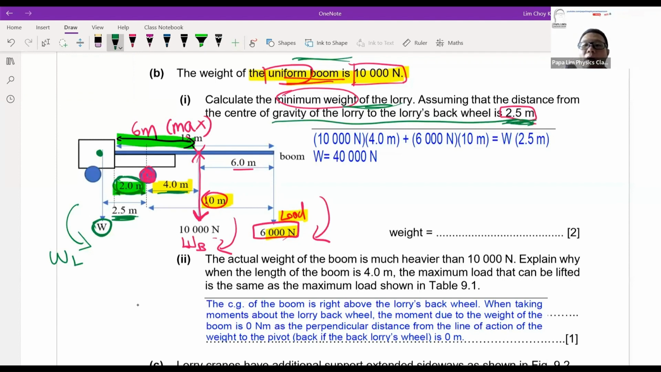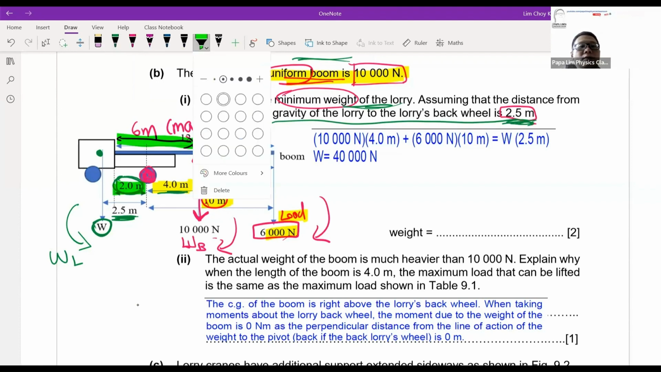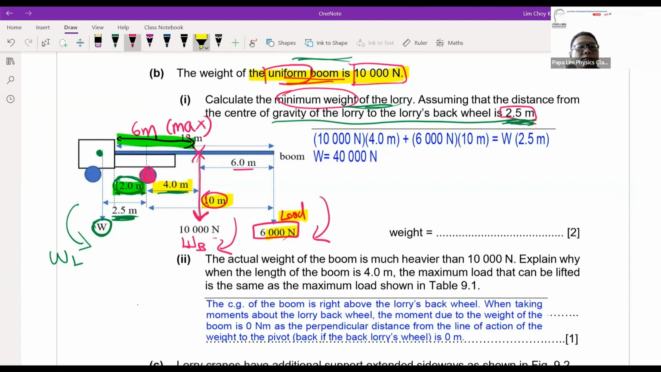So now I have a standard moment equation whereby I have the clockwise moment. Okay, this is the moment of the load itself, and this will be the moment of the boom itself. So these two will be clockwise moments. Then after that, I will have the anti-clockwise moment, which is produced by the weight of the lorry itself.